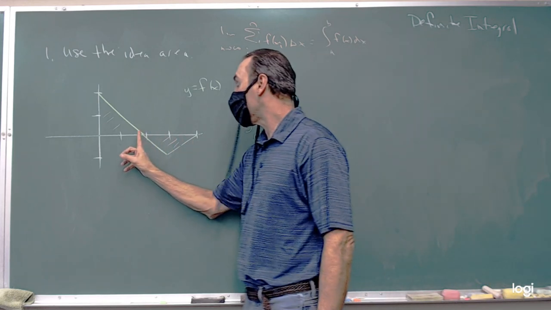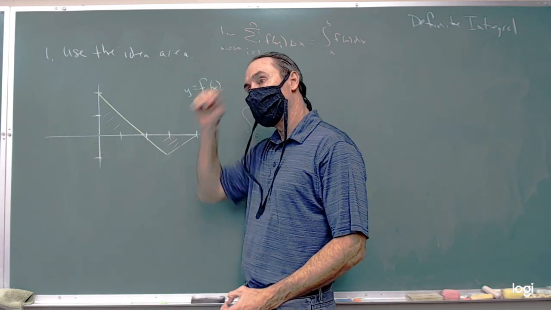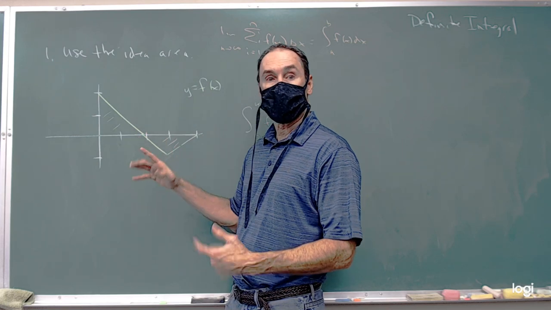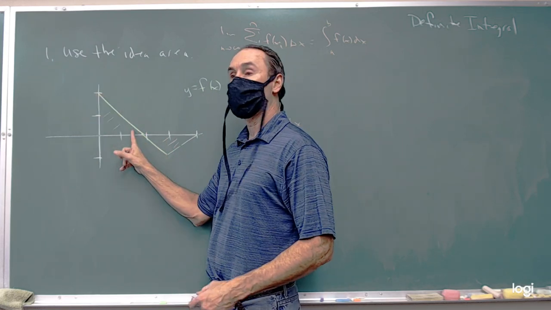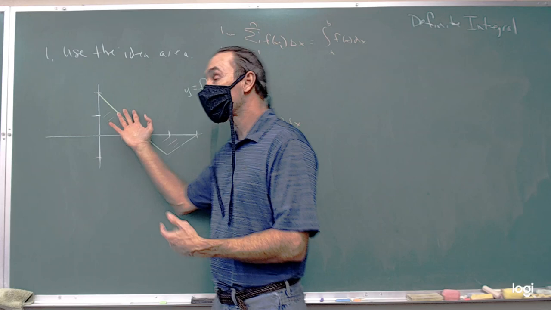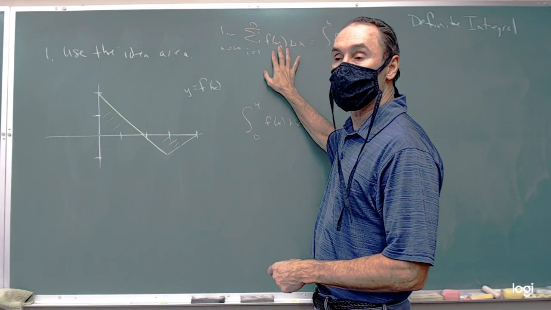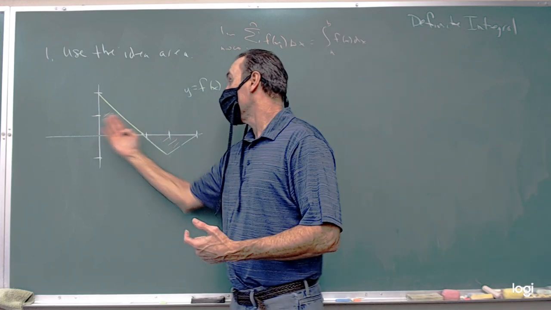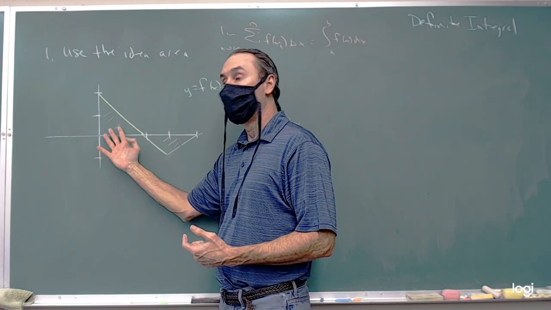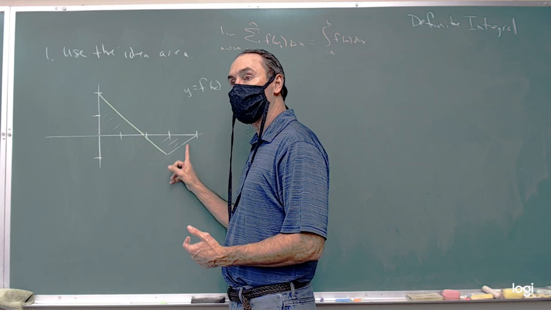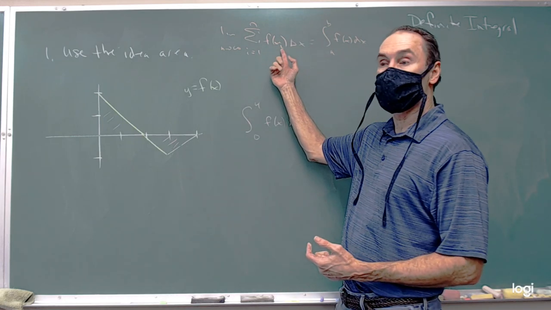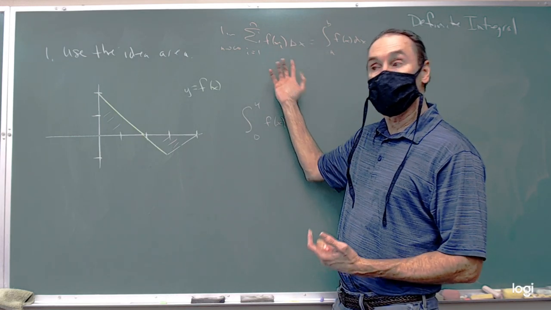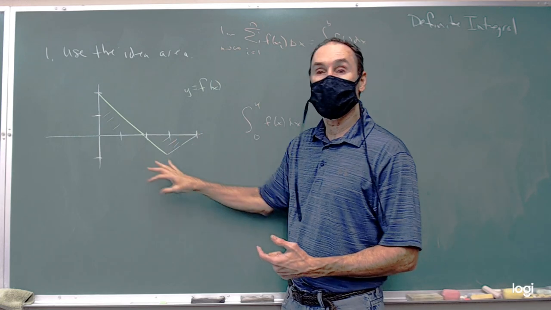So when the function, as we saw with the velocity that was going right and left, if these values of the function are above the x-axis, then these things we're multiplying here are going to be positive. And so we're going to get a positive result. But this part of the graph here, where the curve is below the x-axis, we're going to be multiplying by negative values. So that's going to count as a negative.